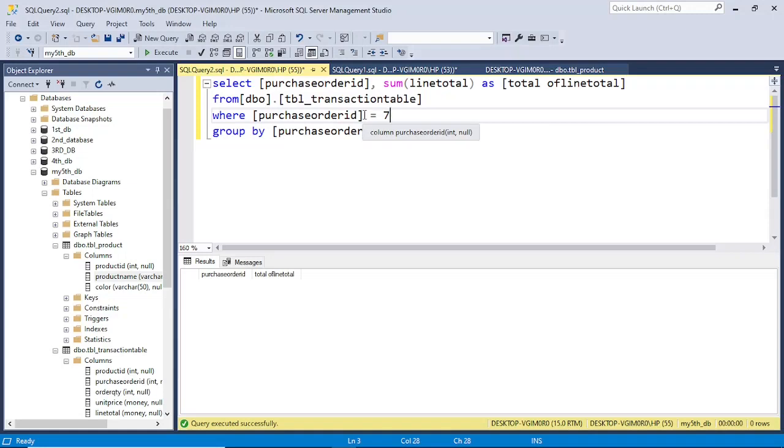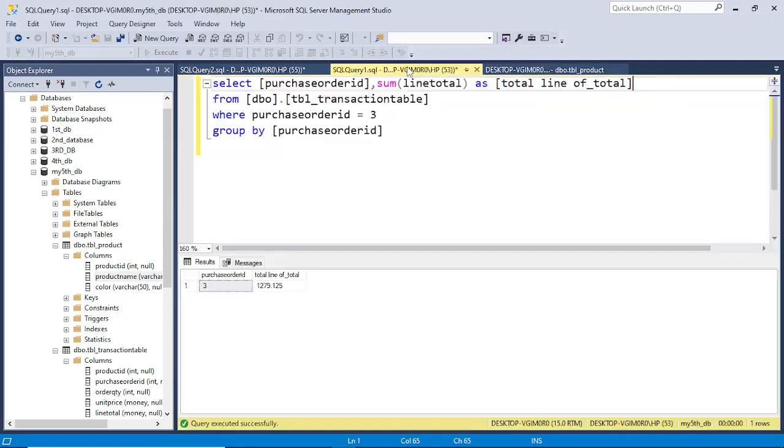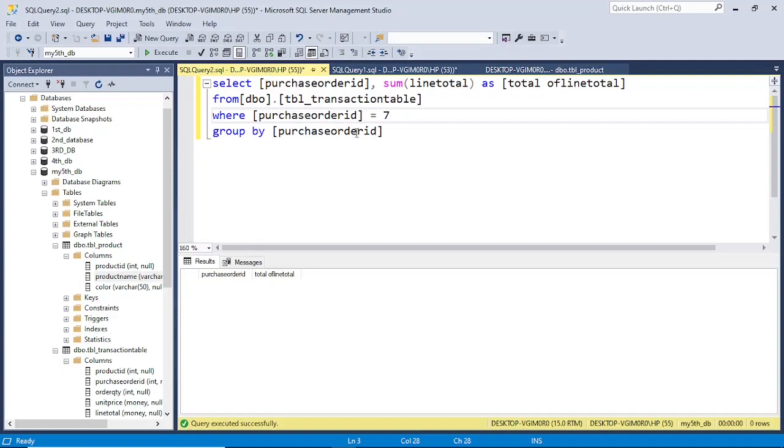It's giving us nothing. Okay, let's check this. Group by purchase order ID is okay. I don't think there's a 7 somewhere in there, but let's use 3. So this is what we are getting, introducing the where clause and the group by clause.